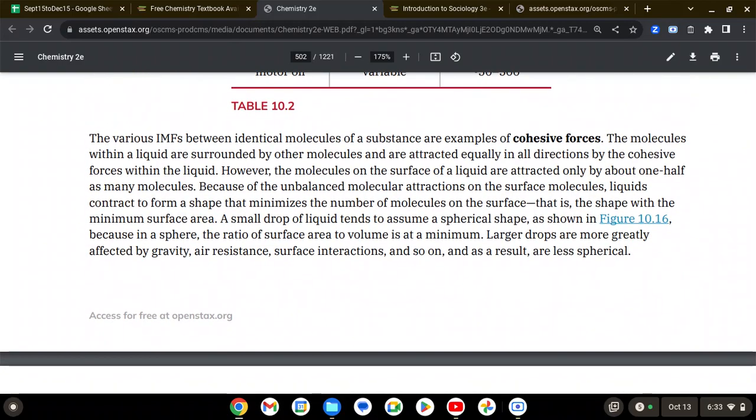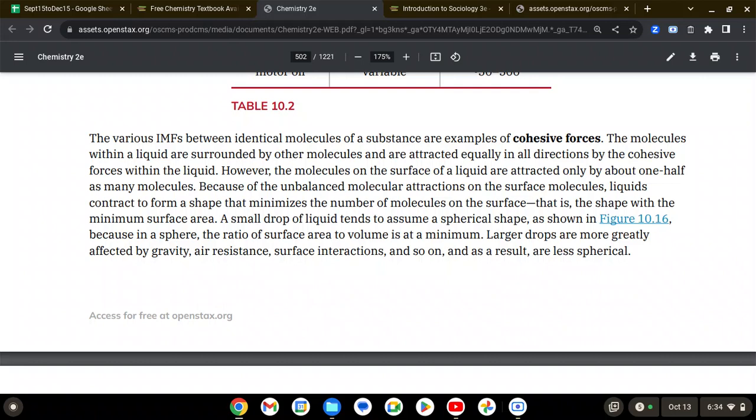The various IMFs between identical molecules of a substance are examples of cohesive forces. The molecules within a liquid are surrounded by other molecules and are attracted equally in all directions by the cohesive forces within the liquid. However, the molecules on the surface of a liquid are attracted only by about one half as many molecules. Because of the unbalanced molecular attractions on the surface molecules, liquids contract to form a shape that minimizes the number of molecules on the surface. That is, the shape with the minimum surface area.